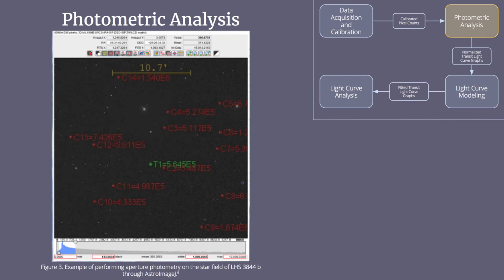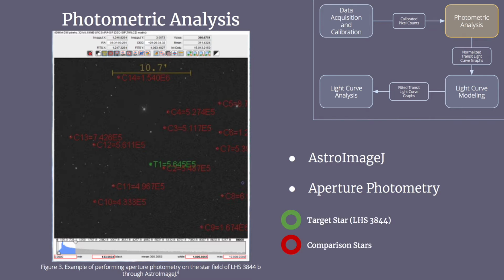Then I used a graphical user interface called AstroImageJ to perform aperture photometry, or light measurement within a fixed size, on the target star and neighboring comparison stars. Here in Figure 3 is an example of that process. The target star, which is LHSb's host star, is circled in green, and the neighboring comparison stars are in red. The light flux measurements of the target star are converted into numerical values of relative flux and normalized with the flux of comparison stars to rid the data of any atmospheric disturbance errors.